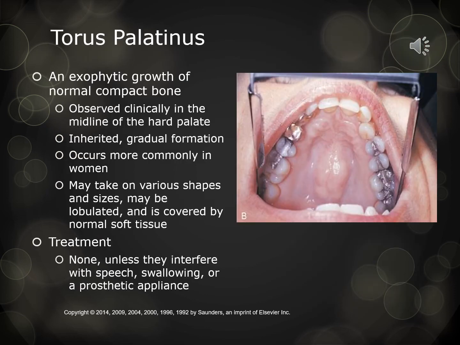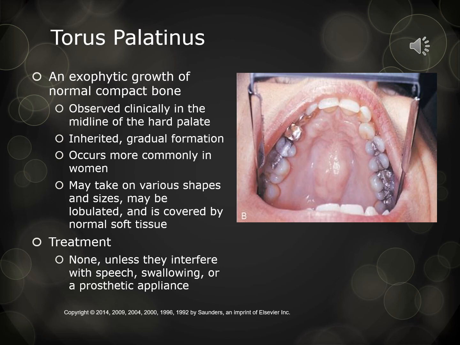Torus palatinus is often seen in women, occurring on the midline of the hard palate. It is an extra growth of normal compact bone called exophytic growth because it's outside and we can see it, and it is usually inherited. It occurs gradually, and then over the years it can grow larger and larger.